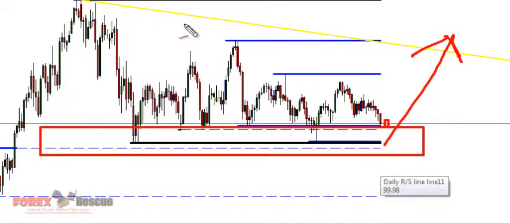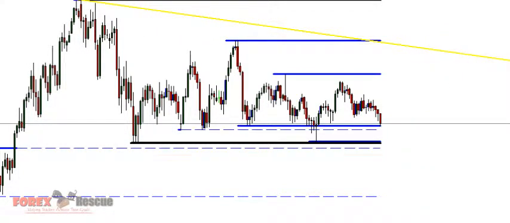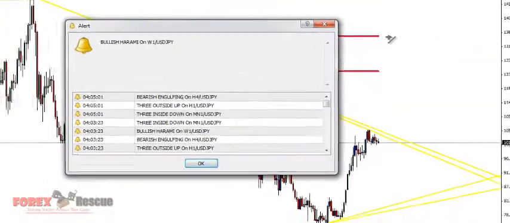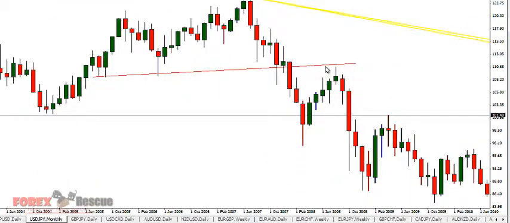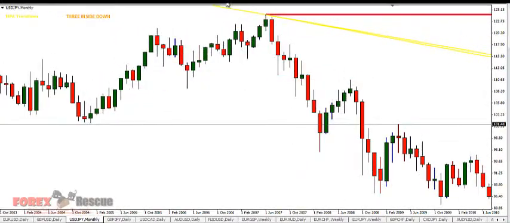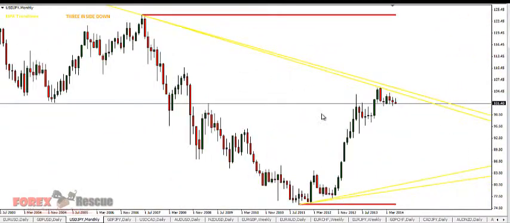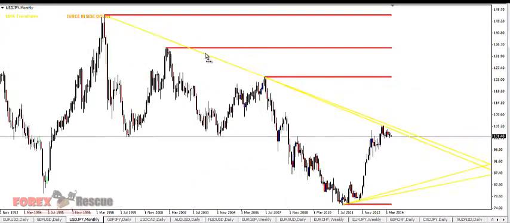Our target will be around this, which is a monthly trend line here. Now if you go to the monthly time frame, you understand what I'm talking about. A monthly bearish trend line. You can see this monthly bearish trend line here. You can see a very, very strong trend line.